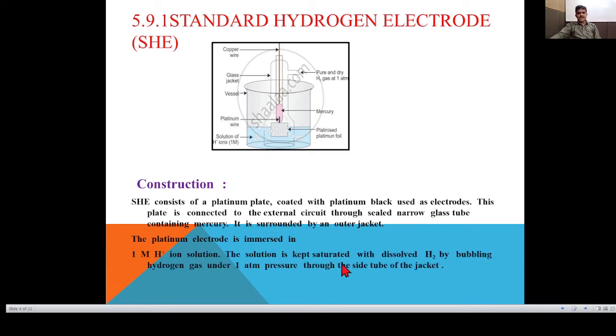The solution is kept saturated with dissolved hydrogen by bubbling hydrogen gas under 1 atmospheric pressure through the side tube of the jacket. Platinum does not take part in the electrode reaction. It is an inert electrode and serves as a site of electron transfer.